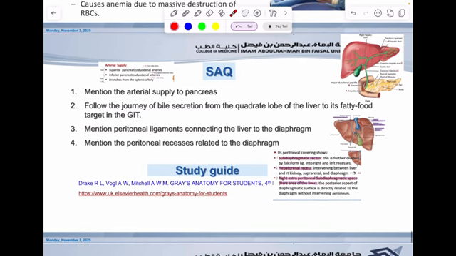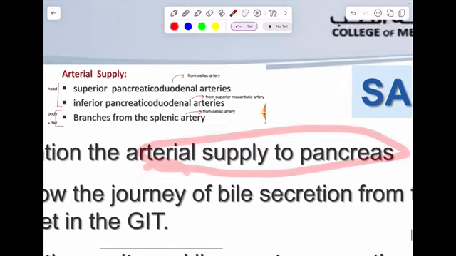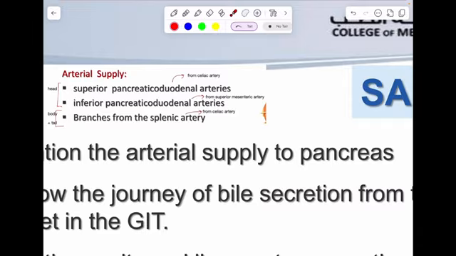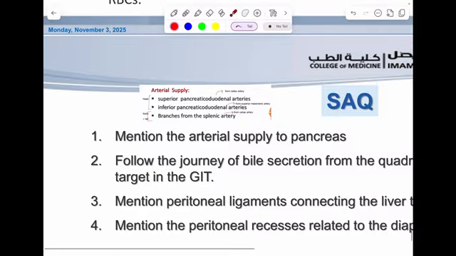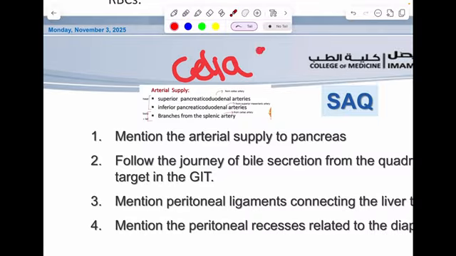طيب آخر شيء نيجي للSAQs. Mention the arterial supply to the pancreas. As we mentioned, عندنا the superior pancreaticoduodenal arteries as well as the inferior. And then for the body and the tail, we have the branches of the splenic artery. Most of it is going to be from the celiac artery.